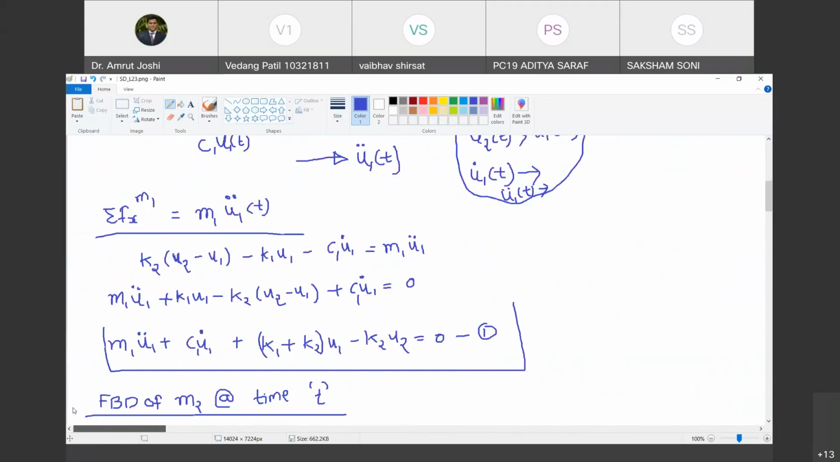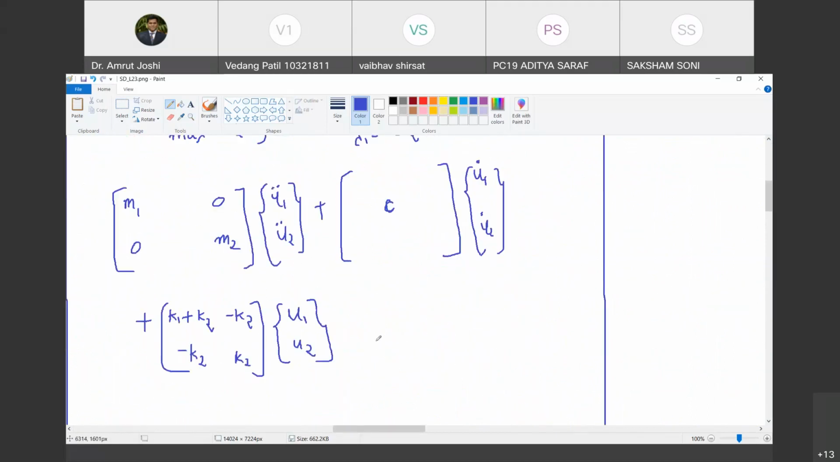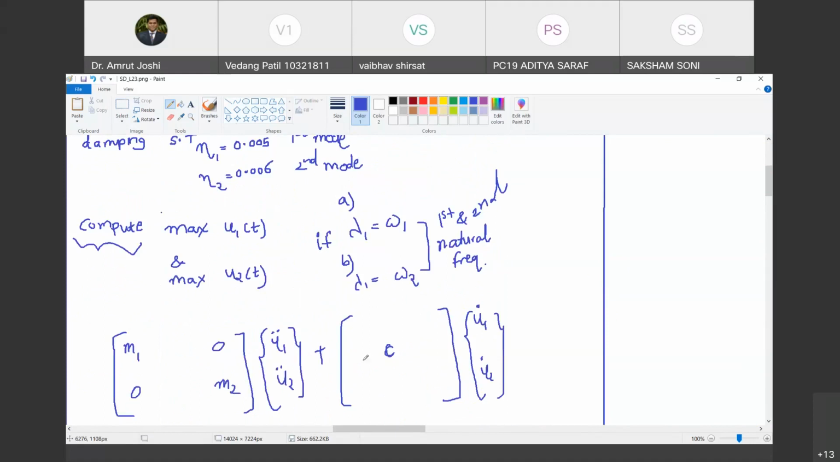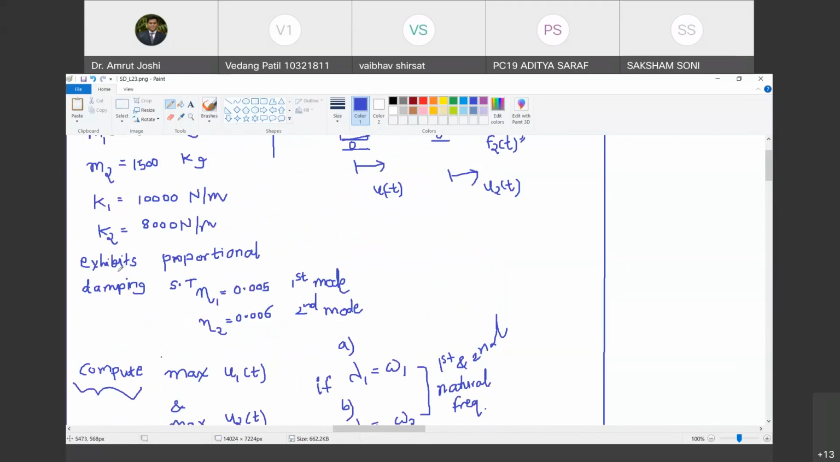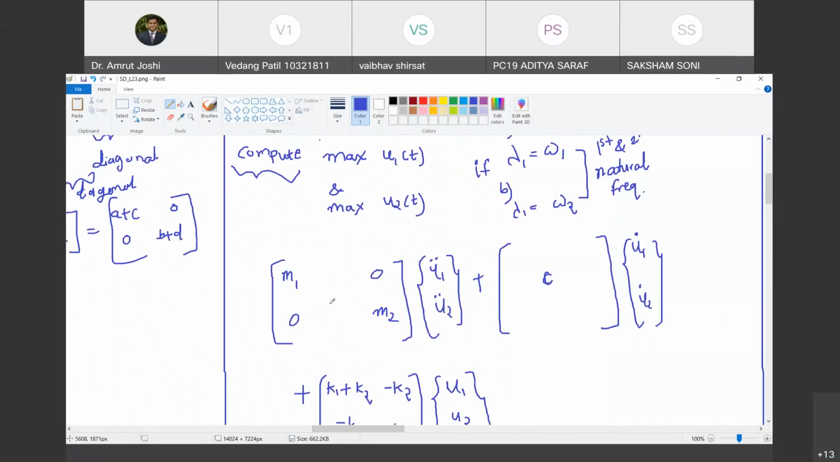We are going to go back to the free body diagrams. If you draw the free body diagrams, then you will automatically derive this equation. Are you with me? Yes, sir. Only thing is, in these free body diagrams, we are not going to write down anything about the damping matrix. Damping matrix is directly given. What is given? It exhibits proportional damping. Are you with me? Yes, sir.